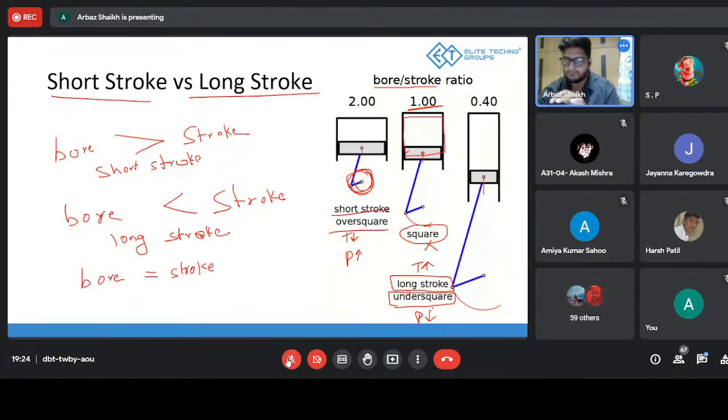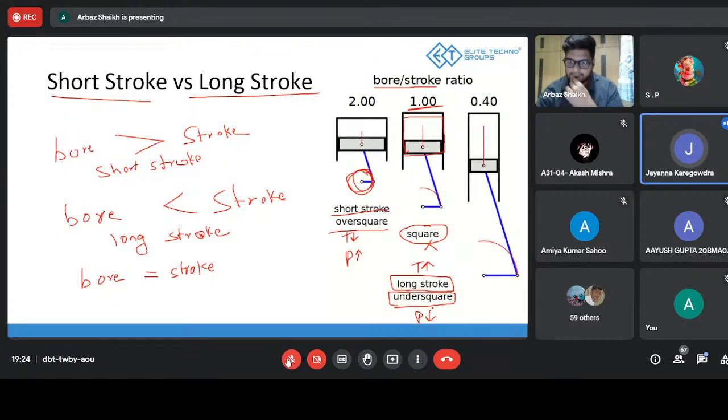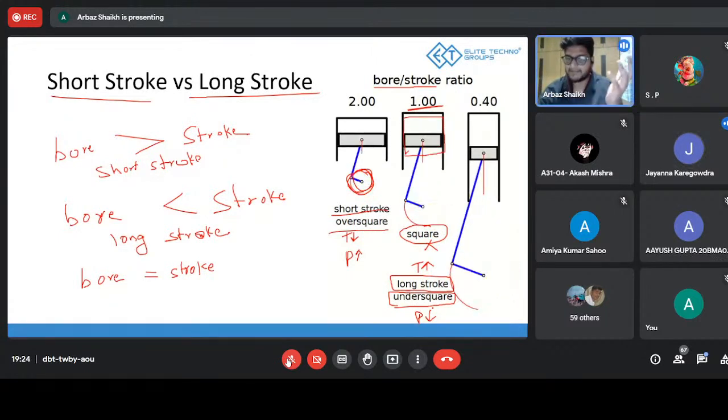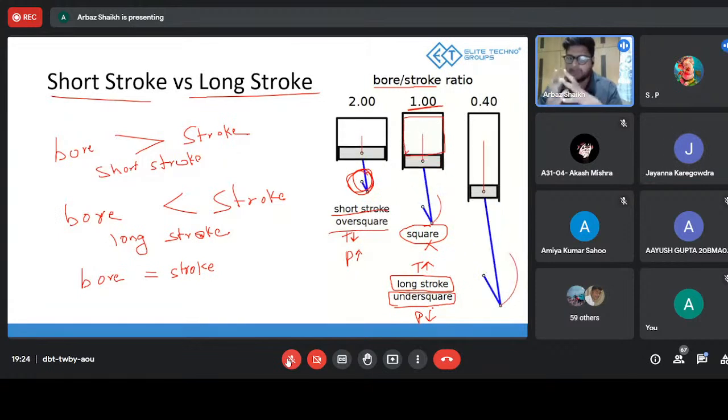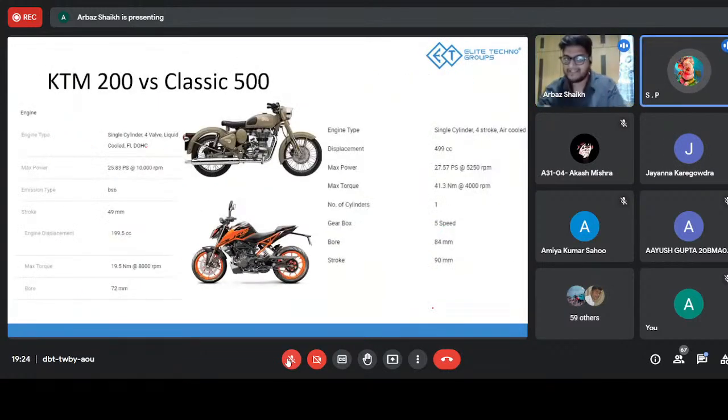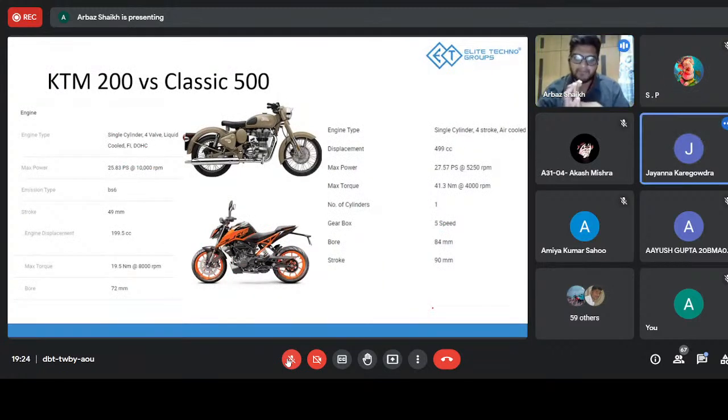Yes, sir. All racing cars will have this effect. Correct. So that's what we'll be talking about when we compare in the next slide. When we compare. Correct. Okay.